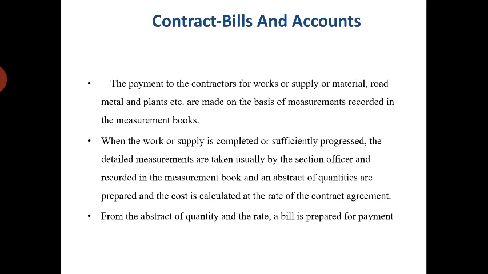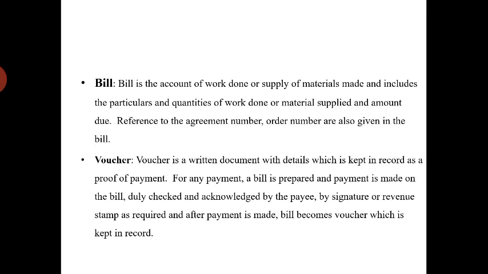So from the abstract of the quantity and the rate, the bill is prepared for the payment. Based on the abstract of the quantities, the bill is prepared and submitted to the concerned authorities. So what is a bill? Bill is the account of work done or the supply of material made, and includes the particulars, the quantity of work done or the material supplied, and the amount due. Reference to the agreement number and order number are also given in this bill. Bill is nothing but the account for the work done.